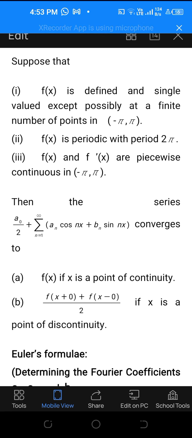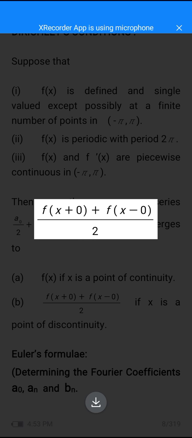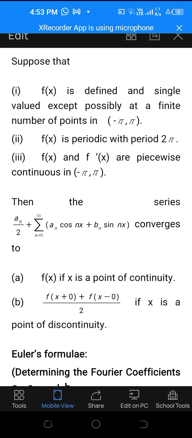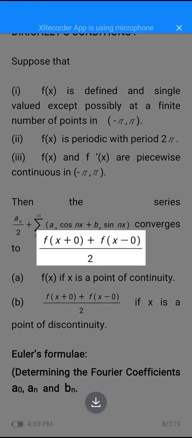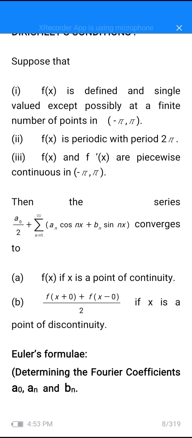The second condition: f of x is periodic with period 2 pi. The third condition: f of x and f dash of x are piecewise continuous in minus pi to pi. For example, if f of x is sin x, then when you differentiate, f dash of x is cos x. When you apply limit points in between minus pi to pi, you get the same answer from both sides. That is called piecewise continuous.